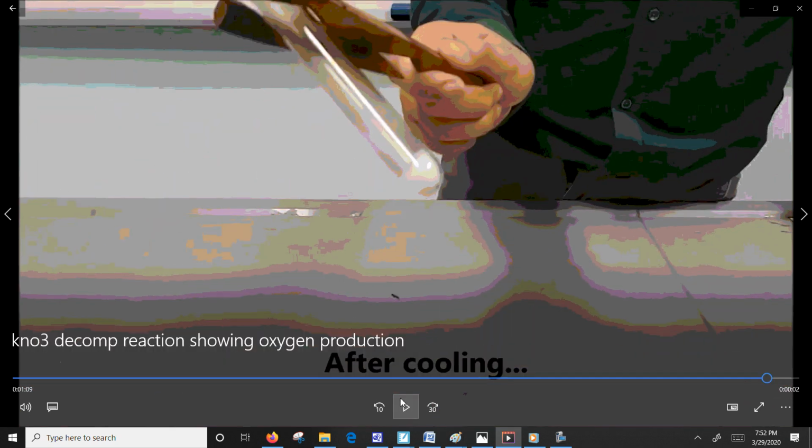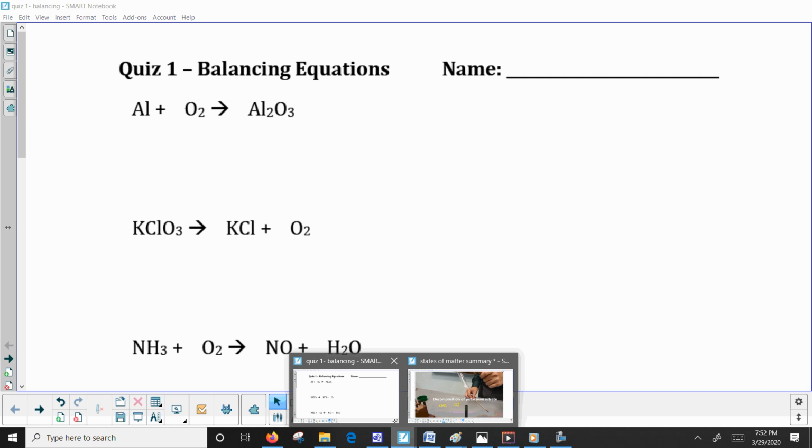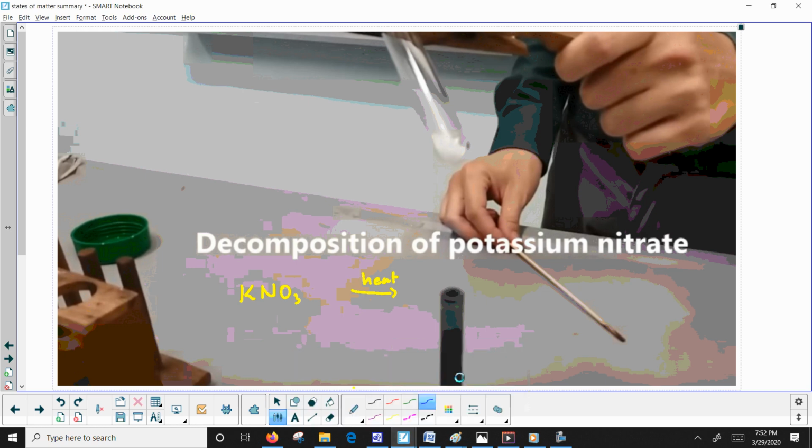So we know that we've got oxygen gas being produced. Now, after you let the molten compound cool down, you can see, hey, there's something left behind. It's going to be an ionic compound. So let's look at what this actually is. Look at the actual reaction. Again, this is a little bit of fun, just so you know what's happening behind the scenes.